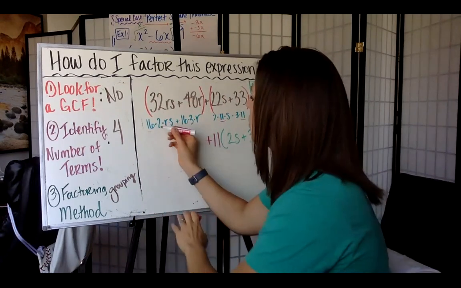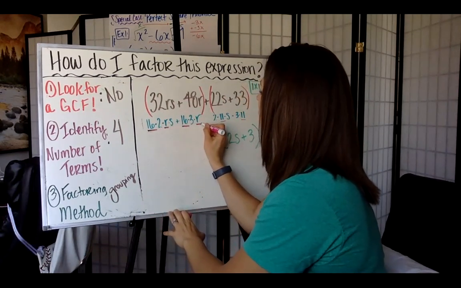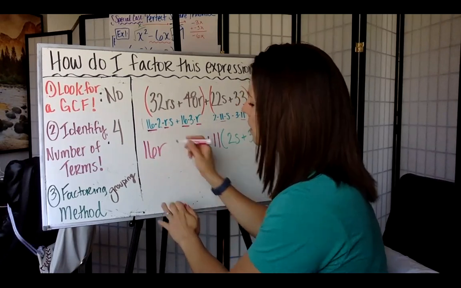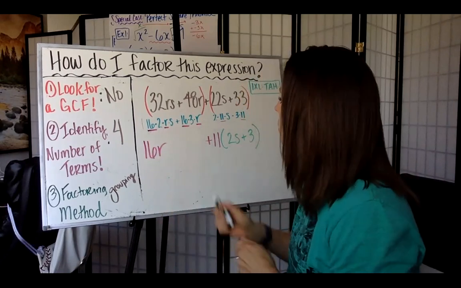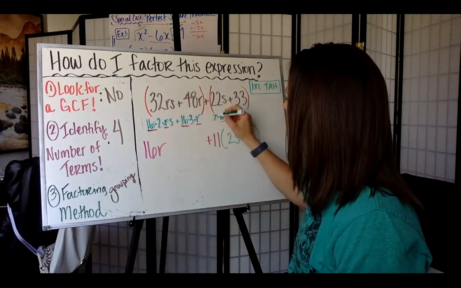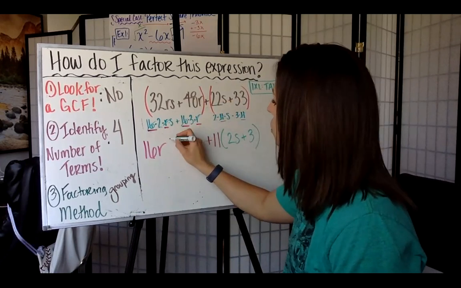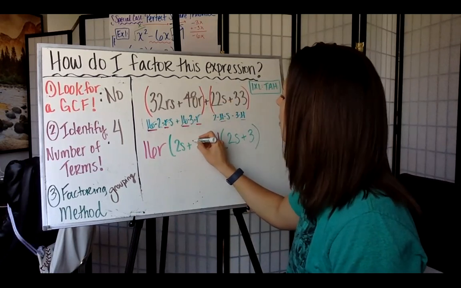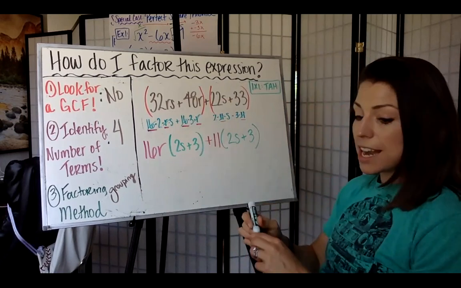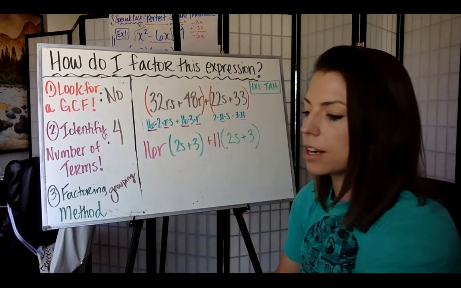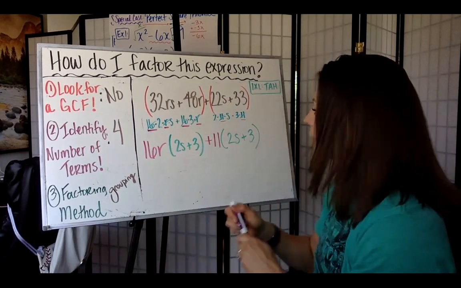All right. Now I realize they have 16R in common. Let's pull that out, 16R. And that leaves us with, I forgot to grab out the 11s, 2S plus 3. There we go. Now it's a common binomial factor, which means now I can factor it fully.